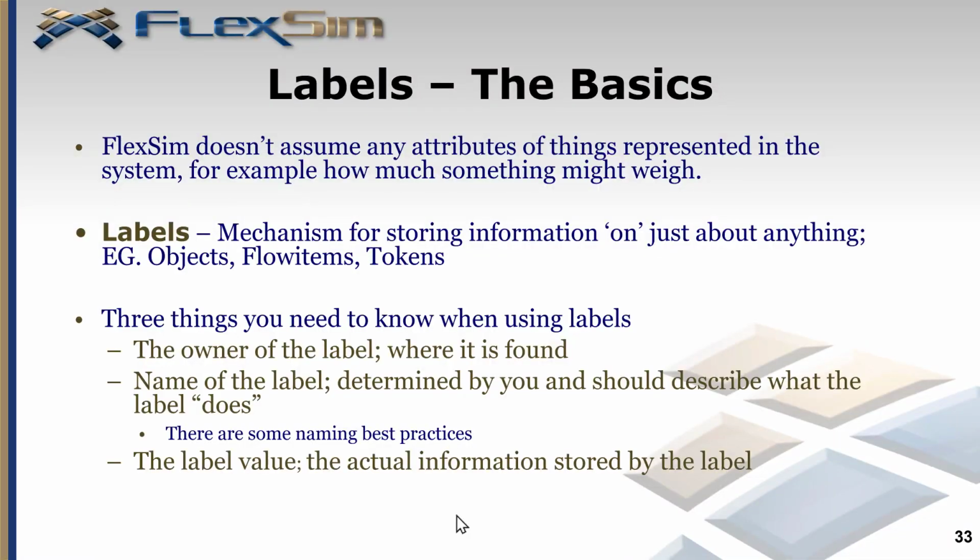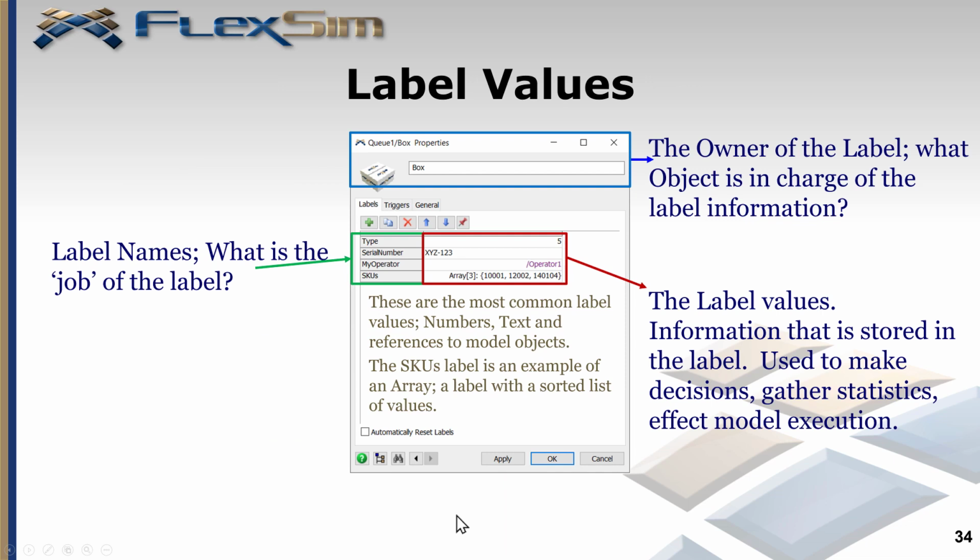Okay, let's continue with our training slides and talk about label values. On this slide, there is a properties window of the labels tab of a flow item called box. The owner of the label will be this object, box in other words, and it's the object in charge of the label information. The labels reside on that object. The green section here shows the names of the labels. So in this example, there are 4 labels on this box flow item. One called type, one called serial number, one called my operator, and one called SKUs.